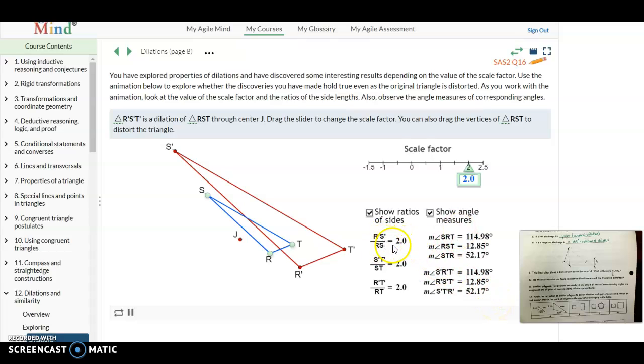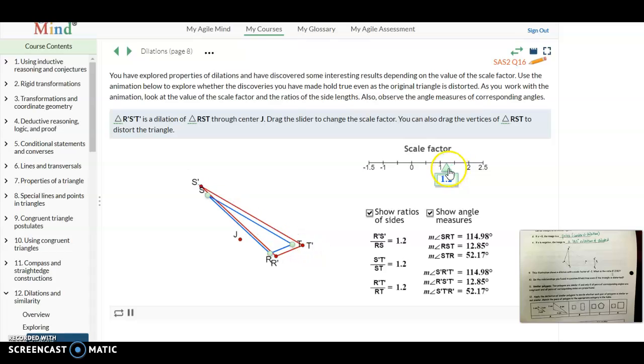We're looking at the ratio of the sides. It's still the same as my scale factor. The corresponding angles, even though the degrees changed, the comparison of the angles did not. Angle SRT is still congruent to angle S prime, R prime, T prime. So the properties are not changing. Still, when I go to a scale factor of 1, I could create a congruent figure. When I go to a scale factor between 0 and 1, I'm reducing the figure size and getting closer to point J. When it's greater than 1, it's an enlargement and getting farther away from J.